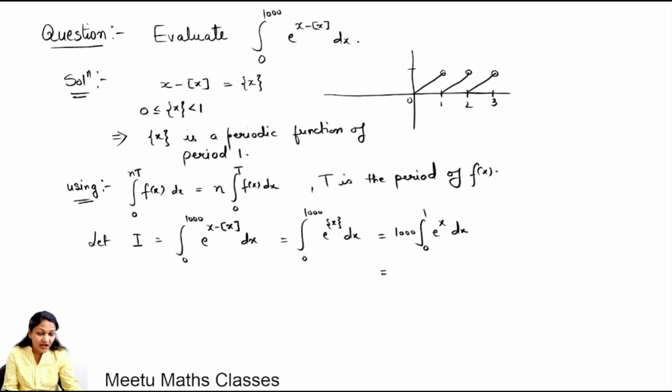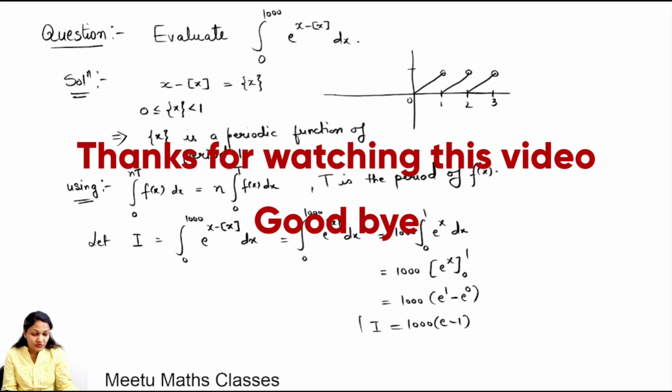Now you will get 1000 times the integral of e raised to the power x between 0 to 1, and this will be 1000 into e raised to the power 1 minus e raised to the power 0, and your answer is 1000 times (e minus 1). So the value of your integral is this only.